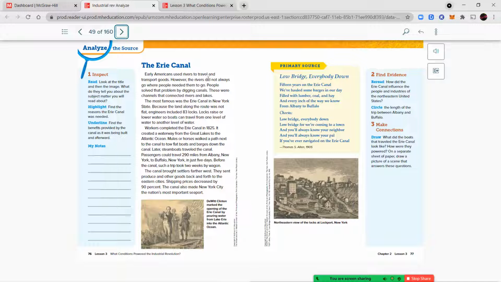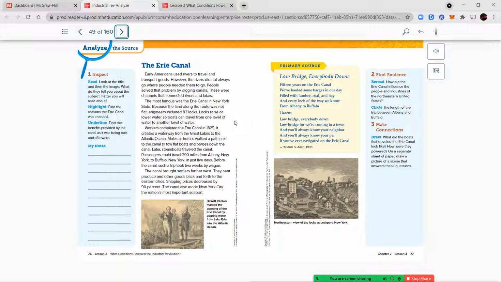Early Americans used rivers to travel and transport goods. However, the rivers did not always go where people needed them to go. People solved that problem by digging canals. These were channels that connected rivers and lakes. The most famous was the Erie Canal in New York State. Because the land along the route was flat, engineers included 83 locks. Locks raise or lower water so boats can travel from one level of water to another level of water.